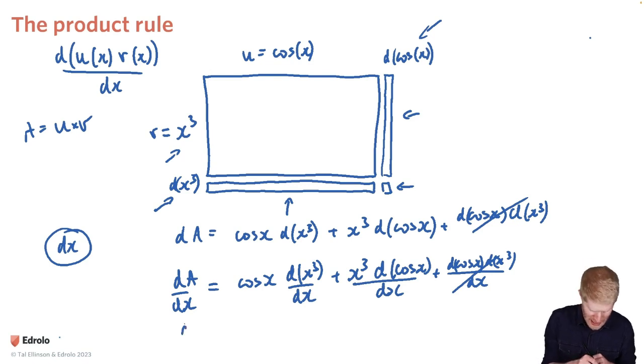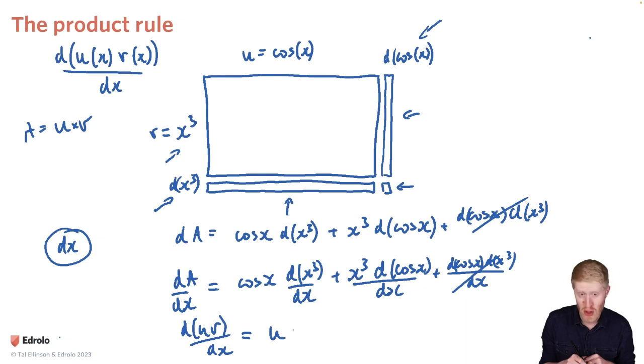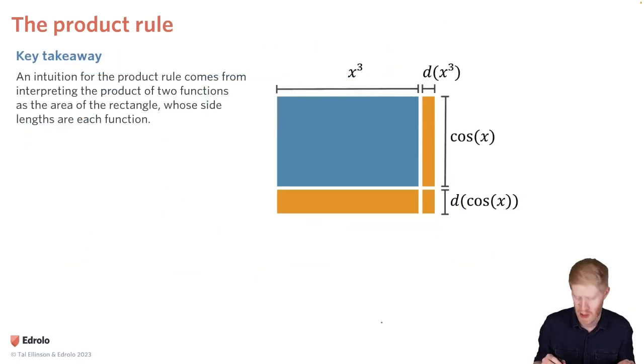dA is the same as d(uv)/dx. Cos x is u, d(x cubed)/dx is v dash, x cubed is v, and d(cos x)/dx is u dash. And we have the product rule: uv dash plus vu dash. And we've summarized what's going on over here.